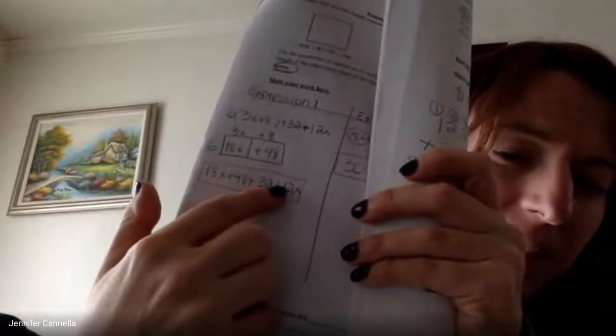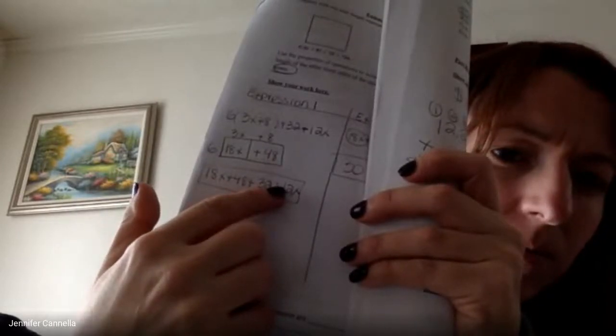So now, would you all agree that 6 times 3x plus 8, we got 18x plus 48 is what this parentheses is equal to, yes? And I'm just going to bring down the 32 plus the 12x. So there's my expression 1 answer. Make sense? Okay, let's look at expression 2.